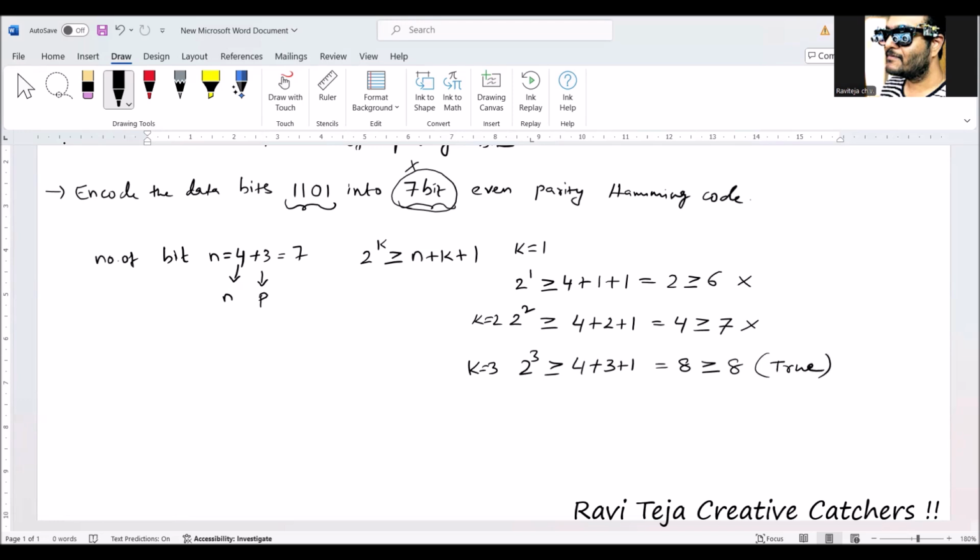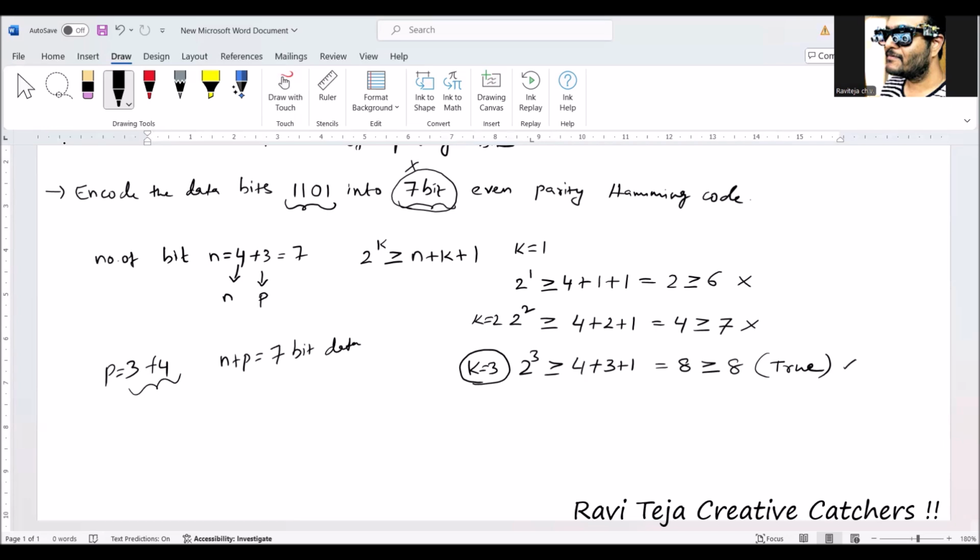So at this particular condition, it became true, right? So the number of parity bits to be considered is 3. And the total number of bits that we have been given in the question is 4. So n plus p gives us the complete number of bits. So 3 plus 4 is nothing but the complete number of bits, that is, 7-bit data.